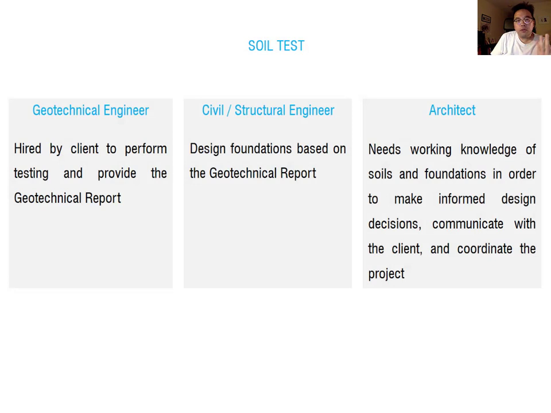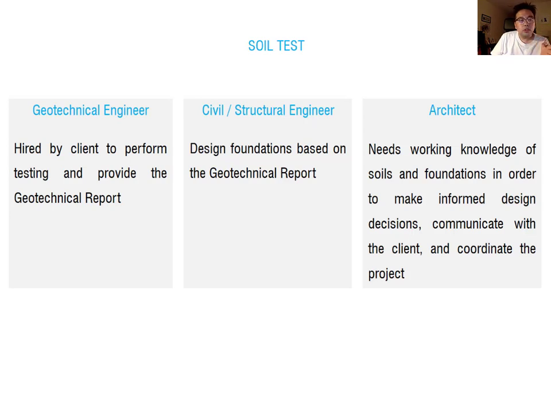Before we talk about the particle size, we have to know how you can get the information about the soil. So we have to do the soil test before starting to design the building, right? So how can you do the soil test? Usually the architect works with a geotech engineer and a civil structural engineer to know about your earth condition.